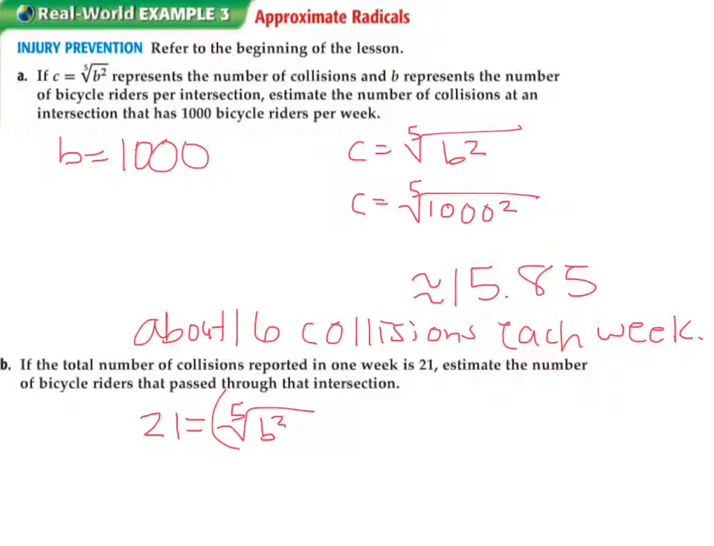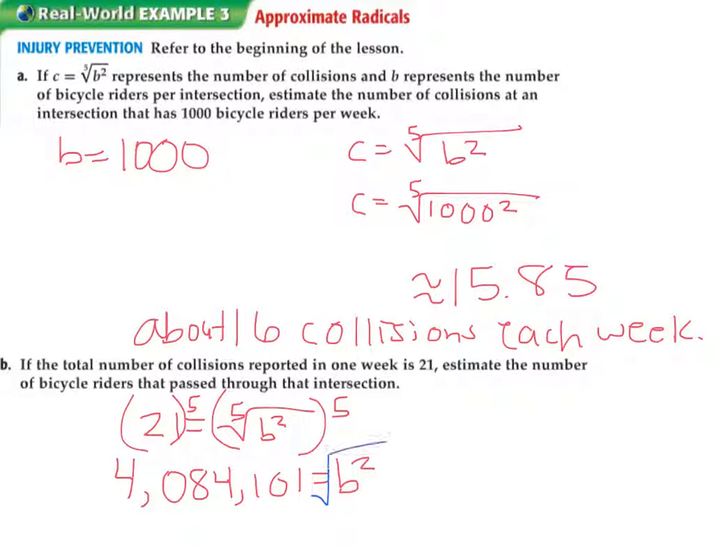So to get rid of the 5th root, we're going to raise each of these to the power of 5. Now 21 to the 5th power is going to give us a very large number. So we're going to have 4,084,101 equals b squared. And then to get rid of the squared, we're going to go ahead and take the square root of both sides, which is going to give us b equals 2021. And that's going to be the number of bicycle riders.